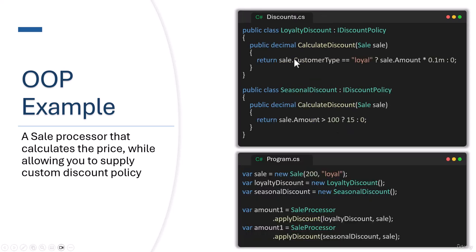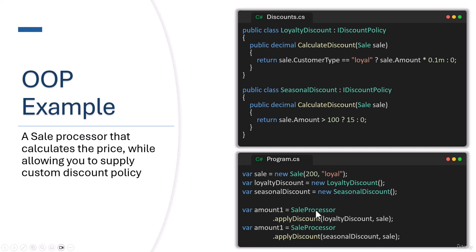Now, as you can see, in this example, we have two different implementations of discount policies. One of them is loyalty discount, which calculates the amount of discount according to the customer type. Another one is a seasonal discount, which calculates the amount according to the amount of sale. So everything above 100 deserves a 15 discount. Now, we can see that if we want to use the two different types of discounts, then for each one of them, we actually need to create an instance and then send it to the sale processor.